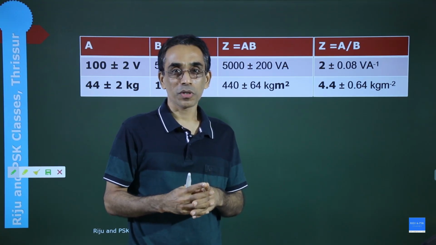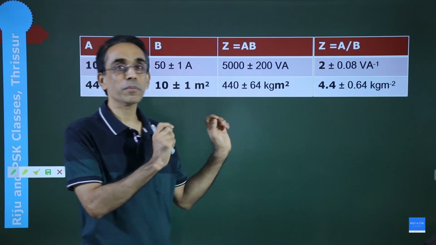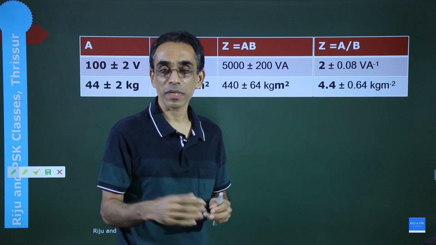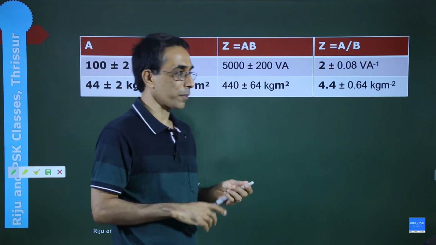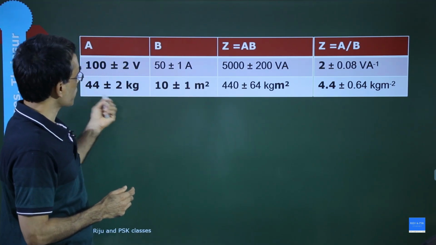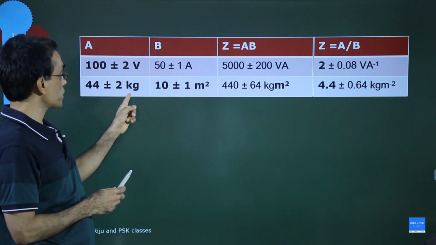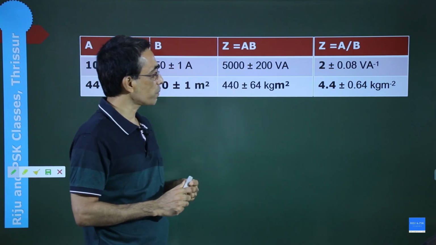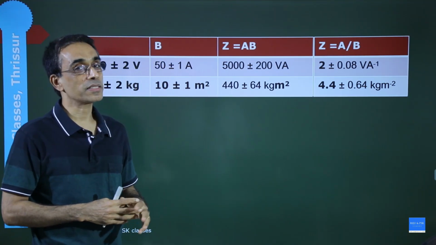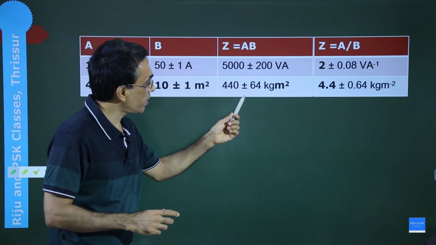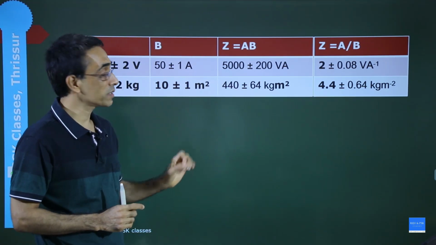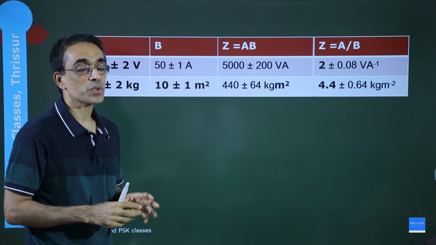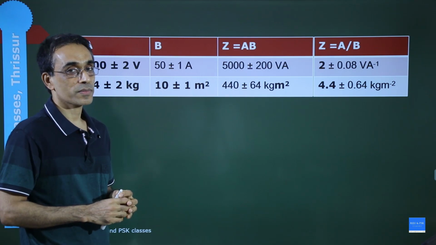In one of the previous classes, there was a mistake in my display. Many noticed that through comments on YouTube, many texted me on WhatsApp, and a few even called. That was about this question where you had 44 plus or minus 2 kilogram multiplied by 10 plus or minus 1 meter square, and the answer should have been 440 plus or minus 64, whereas it was typed as 6, the 4 was missing. So please note the correction. Those who understood and noticed this, very good, congratulations. That's what we expect. Even if your teacher makes a mistake, you should identify and understand it.